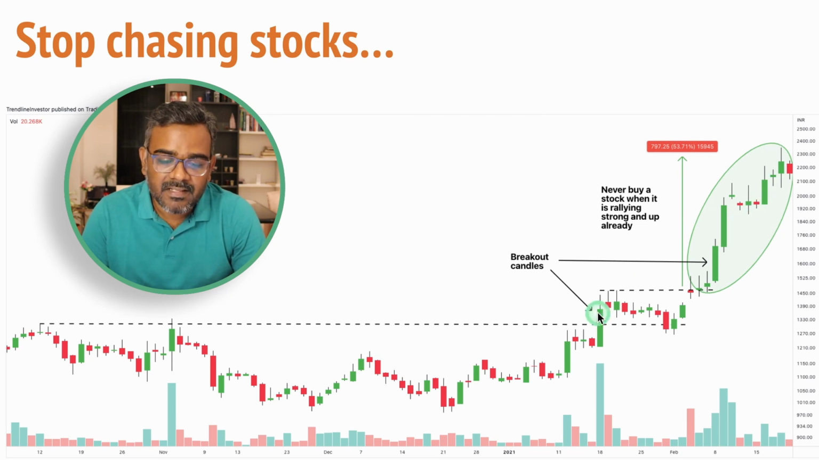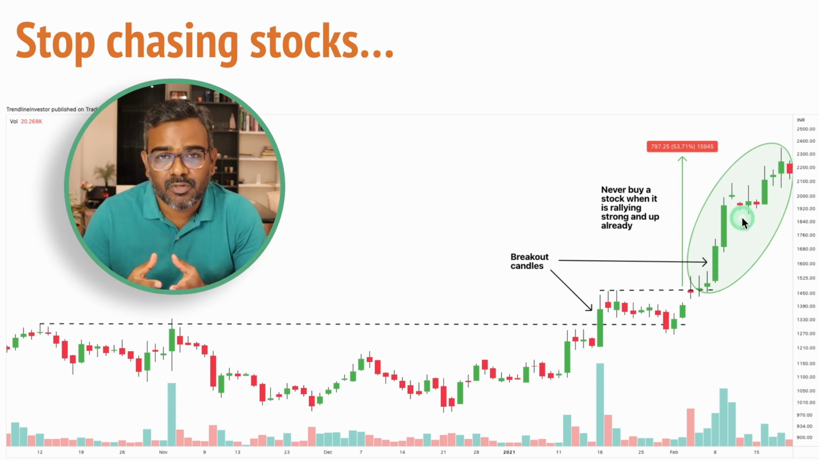Now, in this case, the breakout happened here, but let's say you missed this entire area and you did not buy it here, but you're buying it here, then that's the first thing to avoid. So you should stop chasing a stock if the stock is already up, let's say for the last 4 to 5 days, or it's already up more than 10% or 20%, right?